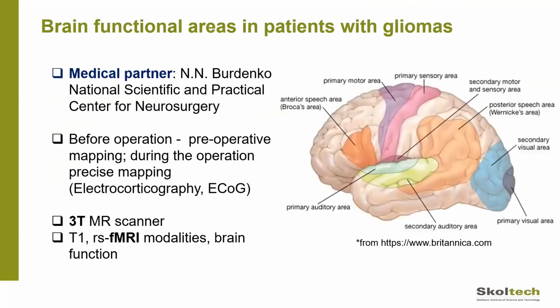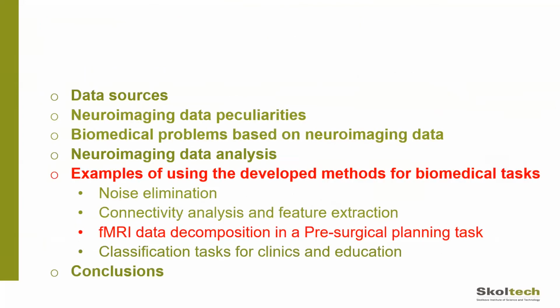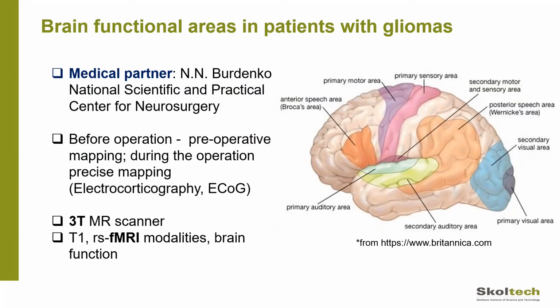The first application is about fMRI data decomposition for presurgical planning. The idea is, imagine we have a patient with glioma, and before performing a surgical operation, we need to plan it. A person has specific parts in the brain, centers responsible for speech and for movements, and it's very important when we remove the glioma that we shouldn't destroy these centers. Otherwise, the person won't be able to move or to talk, which is very valuable.